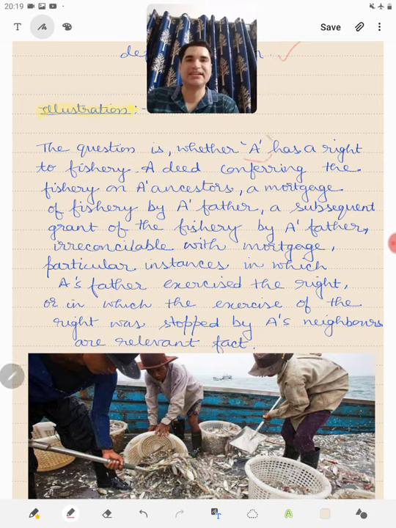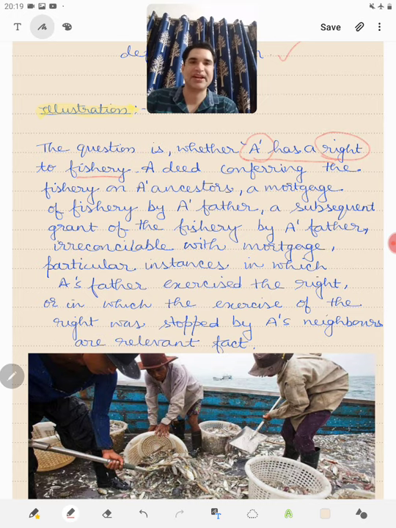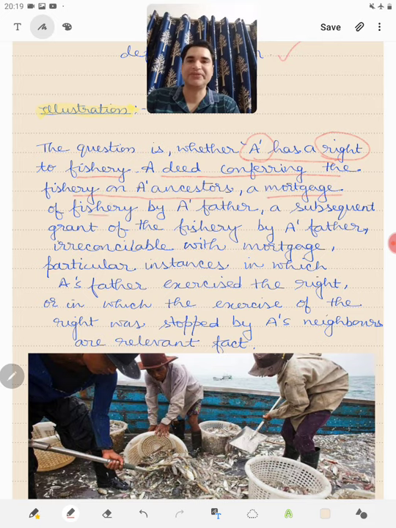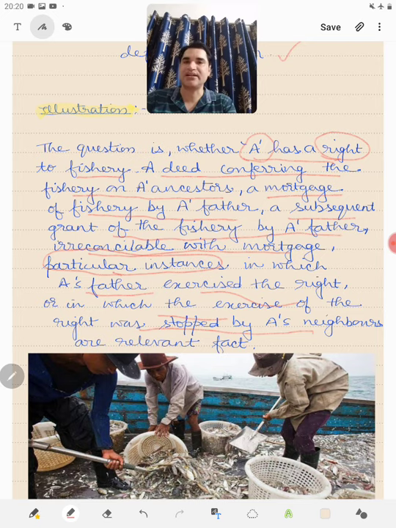An illustration has been attached to this section, where the question is that A has a right to fishery. So the question is one of a right, whether A has a right to fishery. A deed conferring the fishery on A's ancestor, a mortgage of the fishery by A's father, a subsequent grant of the fishery by A's father irreconcilable with the mortgage, and particular instances in which A's father exercised the right or in which the exercise of the right was stopped by A's neighbor are relevant.